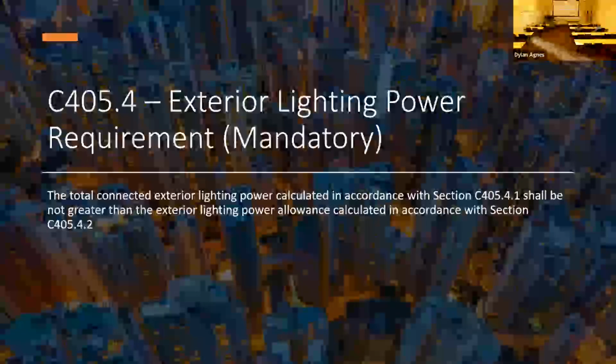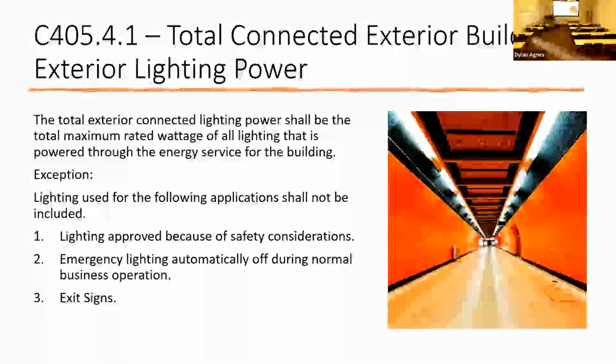Okay. So exterior lighting power requirements shall be calculated in accordance with C405.4. So basically, it's another equation for calculating the total exterior power and what you're allowed to do. And just like the interior power one, there are exceptions. The following applications shall not be included: lighting approved because of safety considerations. Again, that's informal. You kind of define what that will be, also based off of your building use or client.